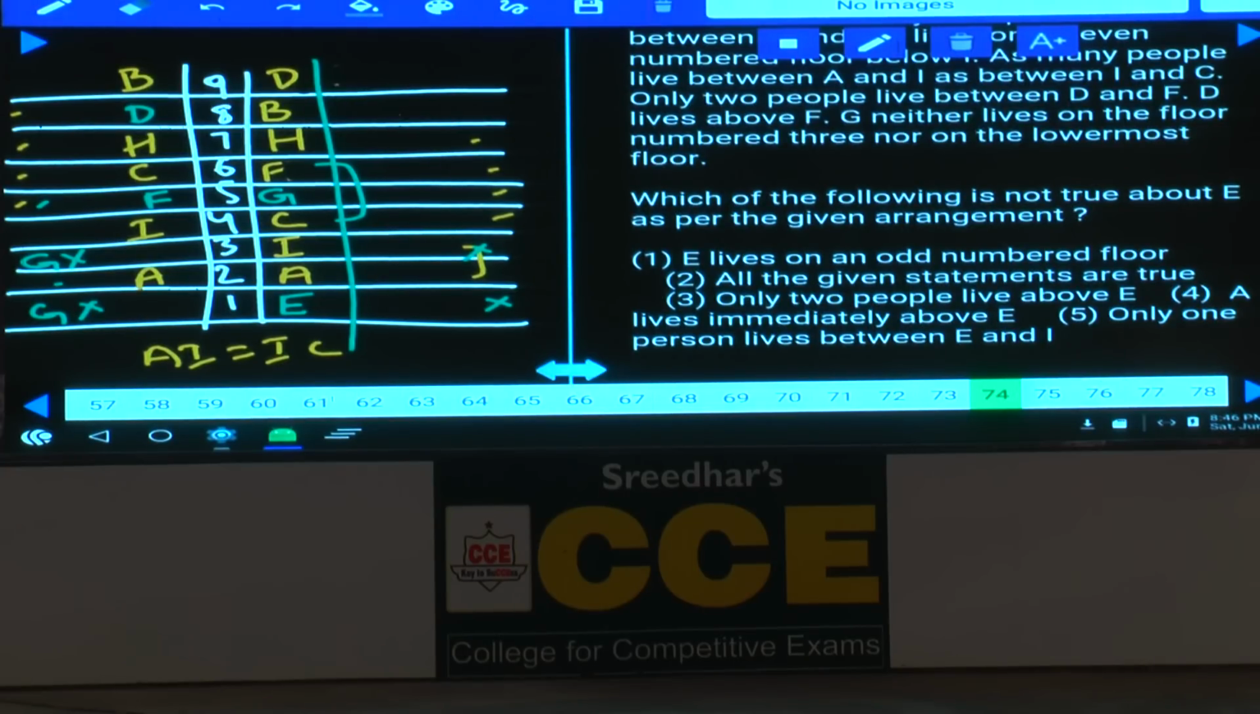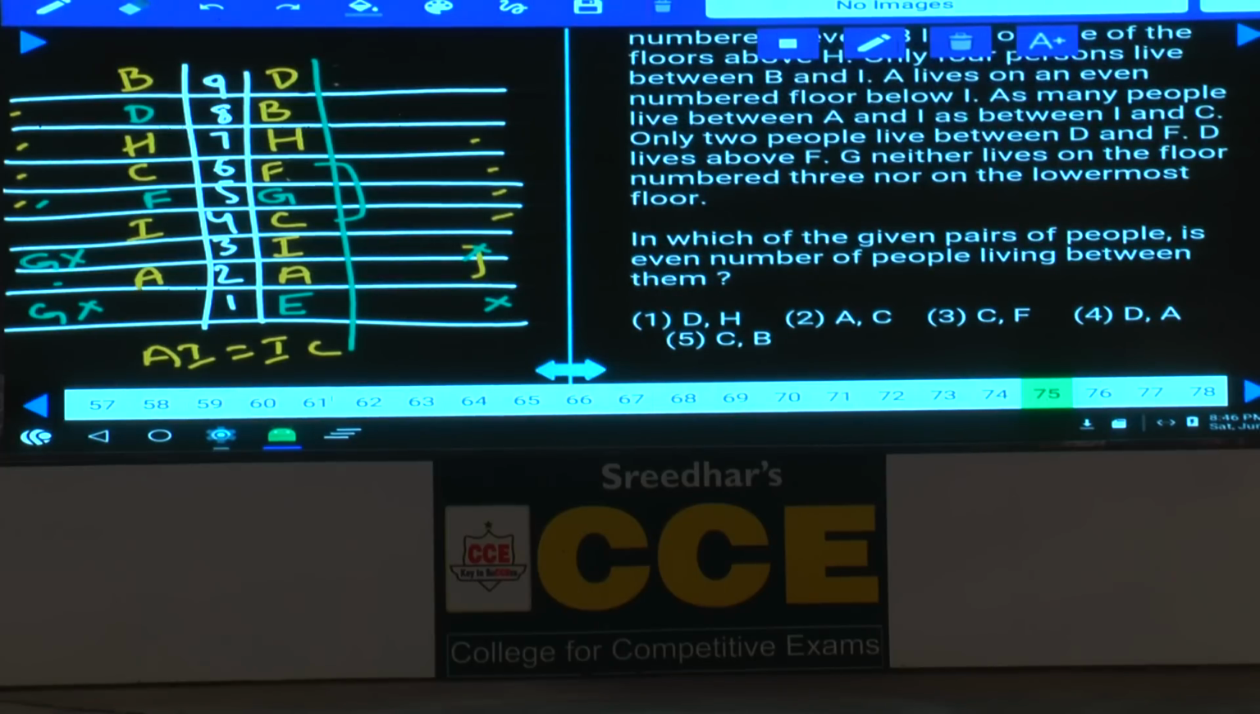Now in this one, which of the following is not true means now we need to check out false. E lives on an odd number floor, this is true, and 2 people above E, that is false, because there are some 8 persons above E, and this is definitely false. And 75, in which of the given pairs of people is even number of people living between them? Now between D and H there is only 1 person, A and C there is again 1 person, C and F there is 1 person, D and A 1, 2, 3, 4, 5, 6, and there are 6 persons in this, even number of persons.